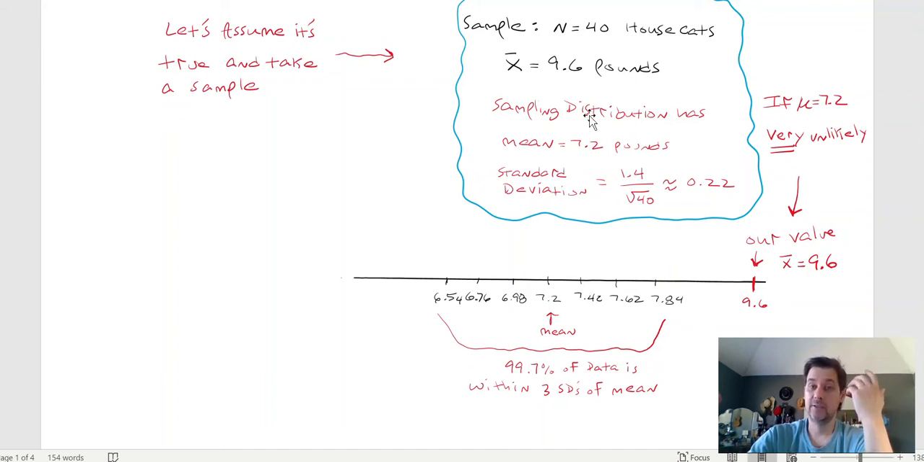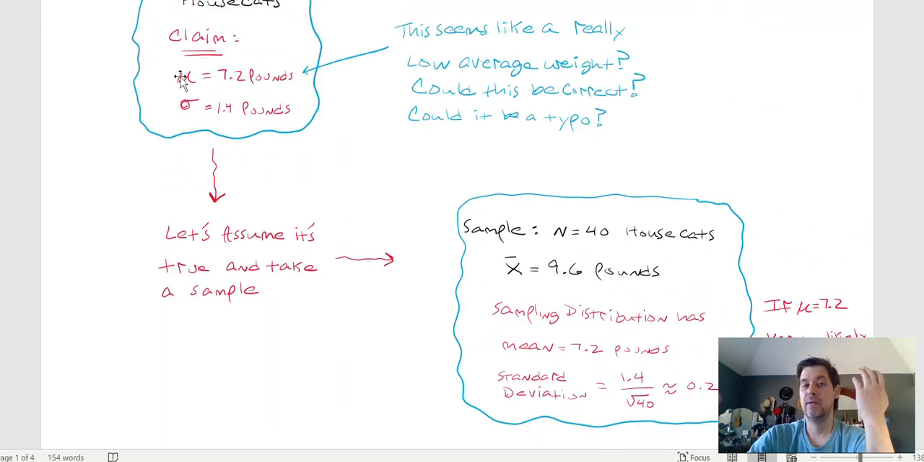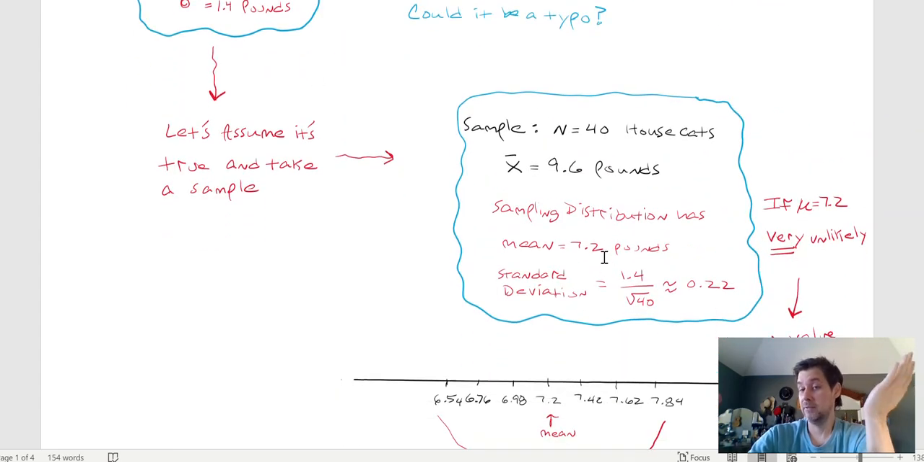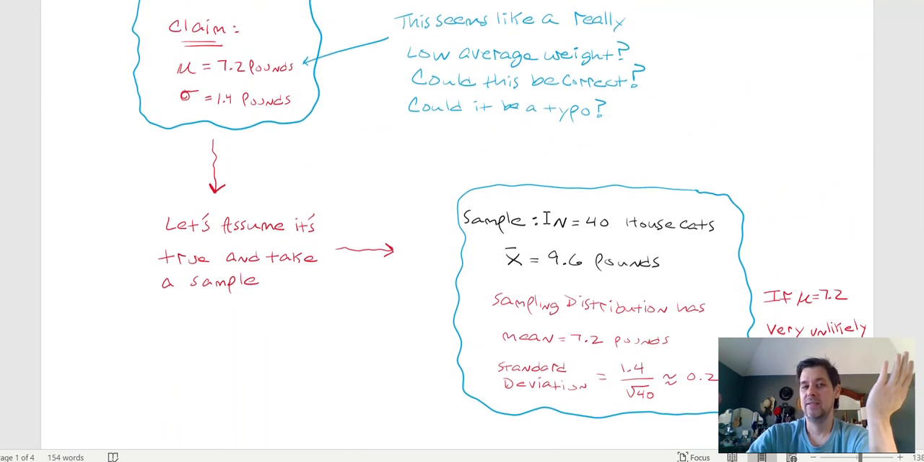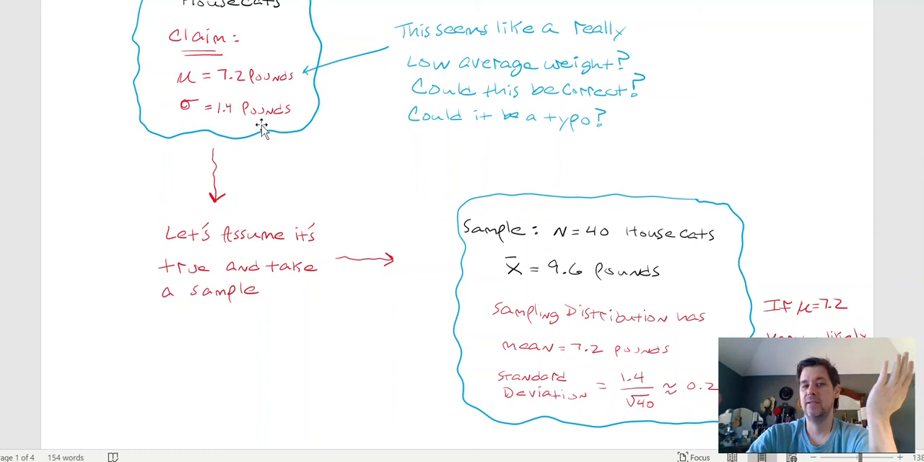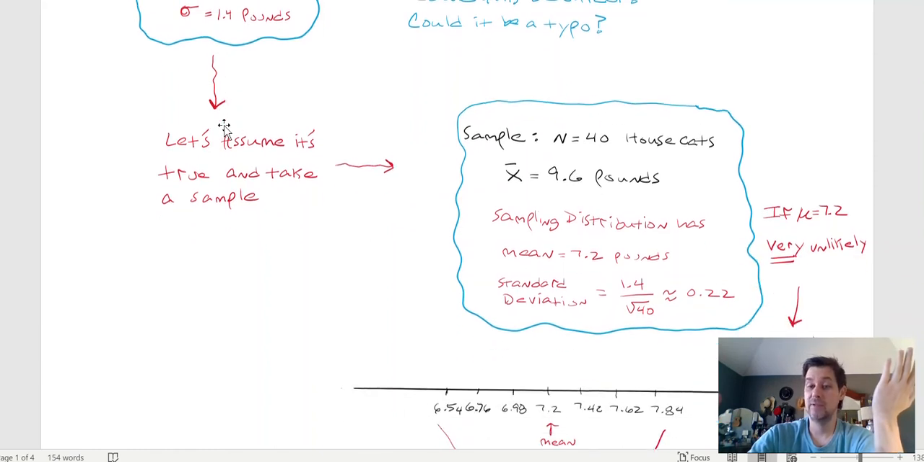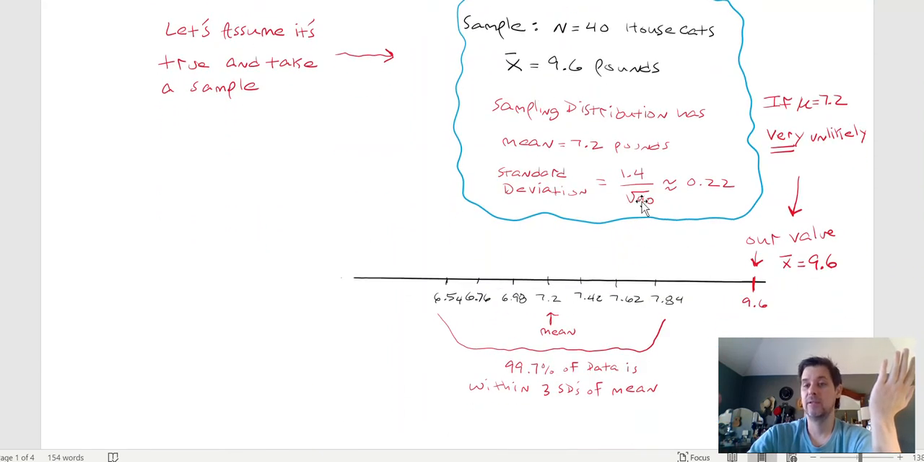The sampling distribution for the sample mean, like this number right here, x bar, has a mean that is equal to the population mean, which we're going to assume is true. We're going to assume that the average weight of a house cat, the whole population, is 7.2 pounds. And then the standard deviation for the sample mean is the population standard deviation, which was given to be 1.4 pounds, over the square root of the sample size, which is 0.22 pounds.